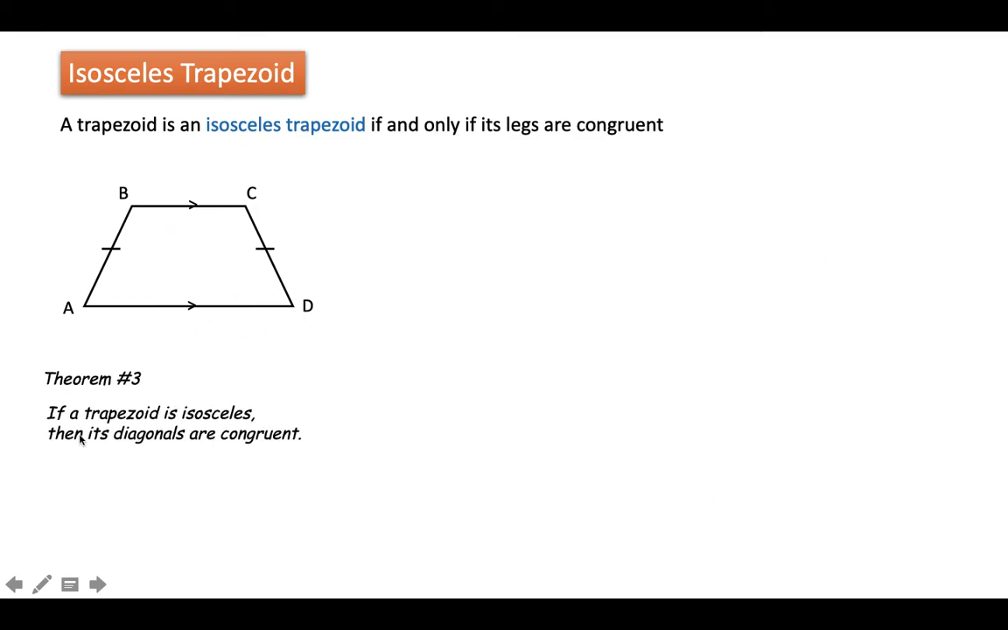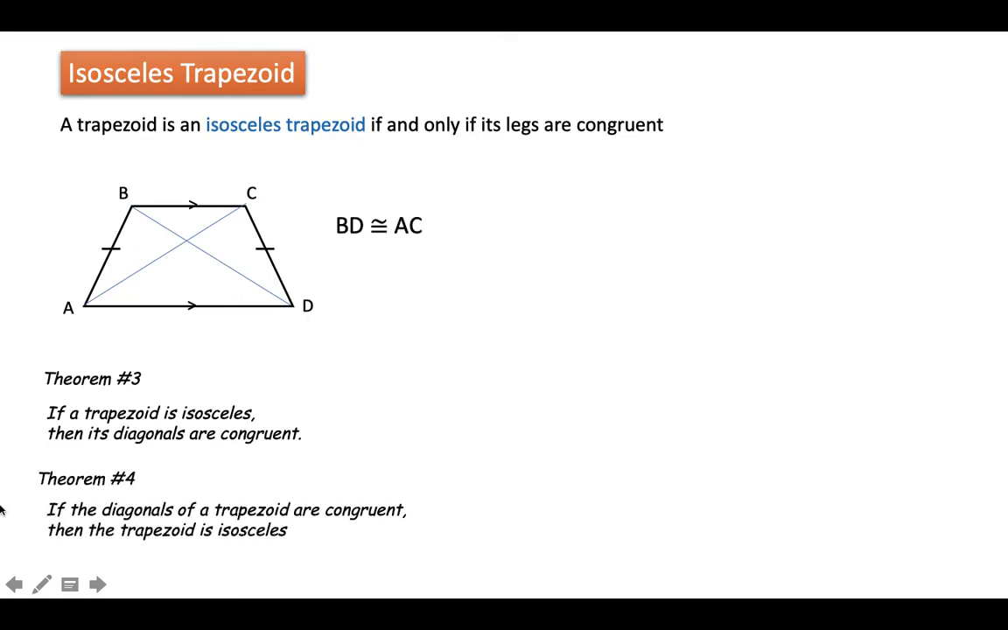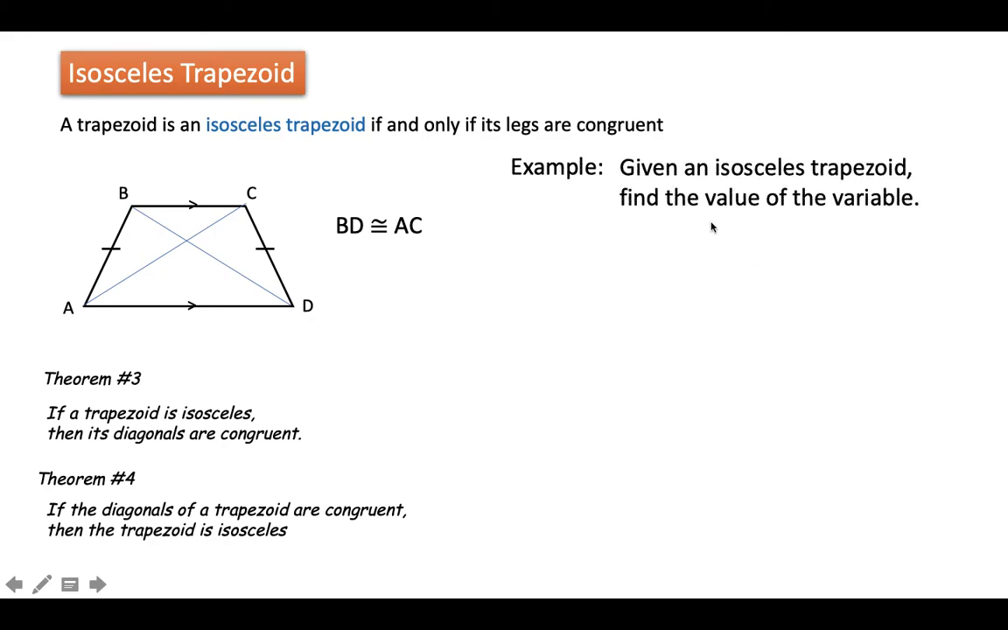Another theorem says that if a trapezoid is isosceles, then its diagonals are congruent. So diagonal CA is congruent to diagonal BD. Conversely, if the diagonals of a trapezoid are congruent, then the trapezoid is an isosceles trapezoid. So let us apply this theorem. We have the same given. If AC is equal to 4x, so we're referring to this diagonal, then BD, this one, is x plus 12. Let us find what is the value of this x.